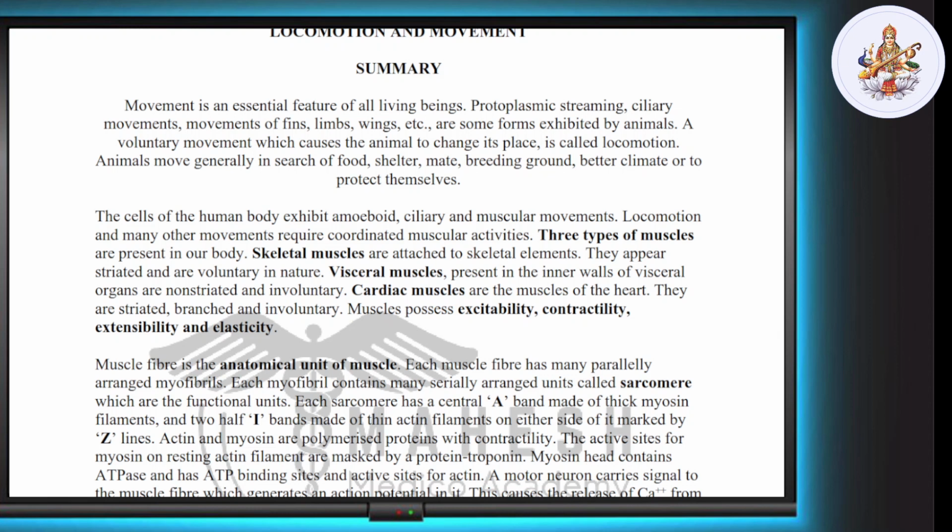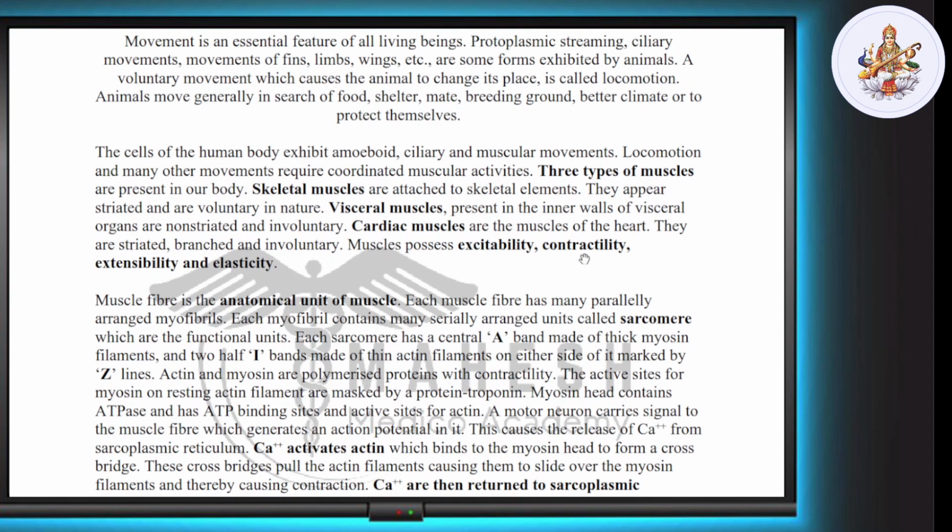Cardiac muscles, these are exclusive to the heart. Striated like skeletal muscles, but involuntary like visceral muscles. They're also branched, forming a strong interconnected network that keeps your heart beating rhythmically.